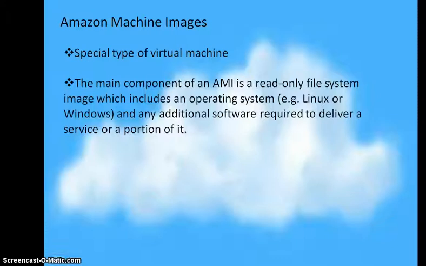AMI is a read-only file system image which includes an operating system that can be Linux or Windows flavor, as well as any additional software that you need to deliver your application. We can launch one or more instances from an AMI. An instance might be a web server within a web server cluster or one Hadoop node. Amazon also provides different types of community AMIs as well as vendor provided AMIs from Bitnami, Alfresco and Microsoft.